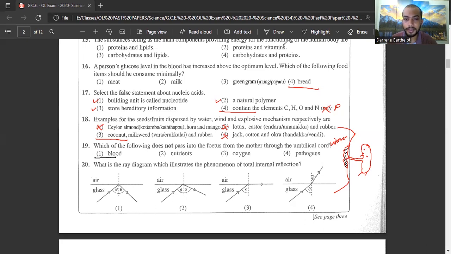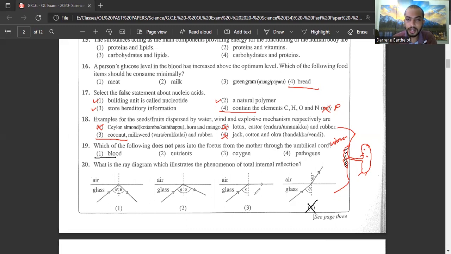Then question number 20. What is the ray diagram which illustrates the phenomenon of total internal reflection? What is happening in total internal reflection is, first, the incident ray should be coming from the denser medium and go towards the rarer medium, right? So always if there is total internal reflection, the incident ray should come from the denser medium to the rarer medium. And also, the incident angle and the reflected angle should be equal to each other, right? So when you take these 4 diagrams, the fourth one is not reflecting, so it's wrong.